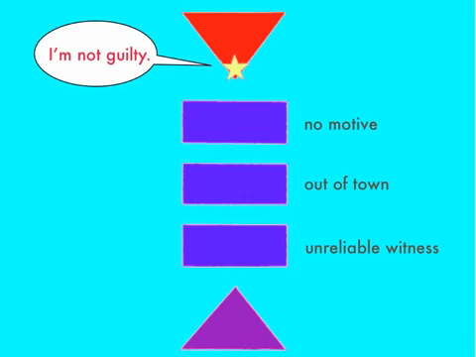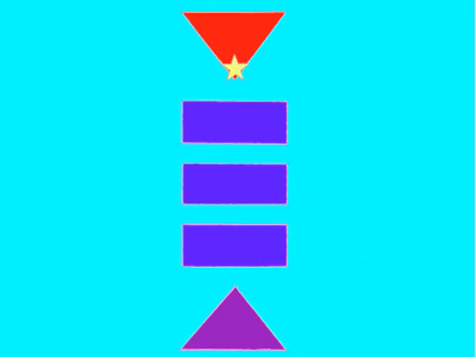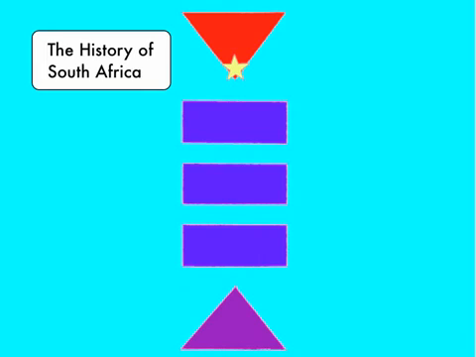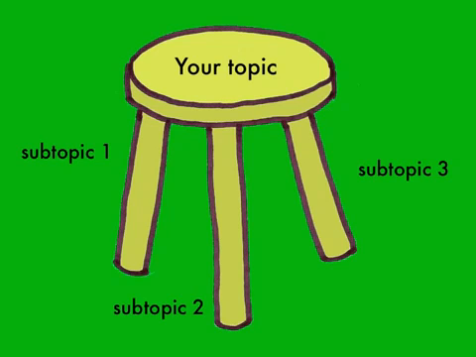An explanatory essay is very similar. Rather than proving an assertion, you explore different aspects of your topic in each of the body paragraphs. Let's say your essay is about South African history. One paragraph might be about the colonial period. A second might be about 20th century conflicts under apartheid. And a third might be about its present political situation. 3 legs of a stool. The body of the explanatory essay develops different aspects of your topic.